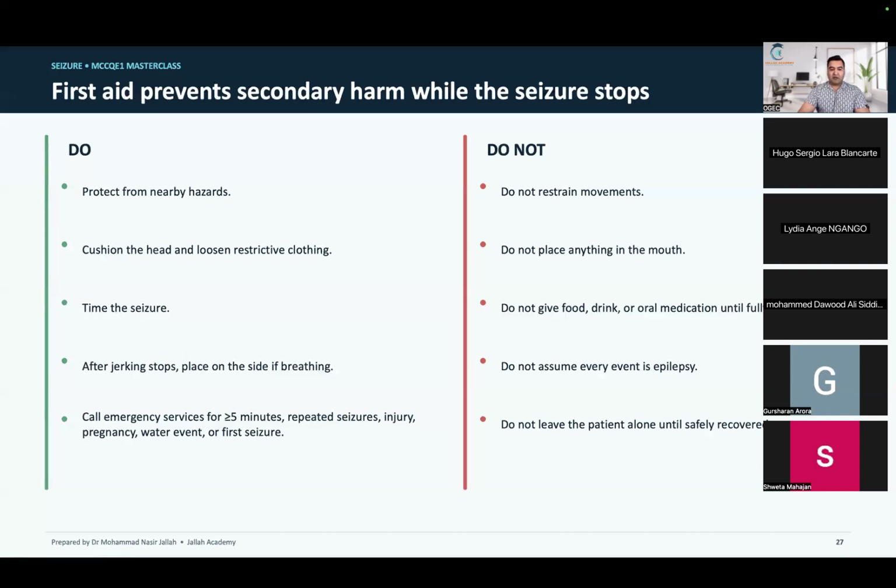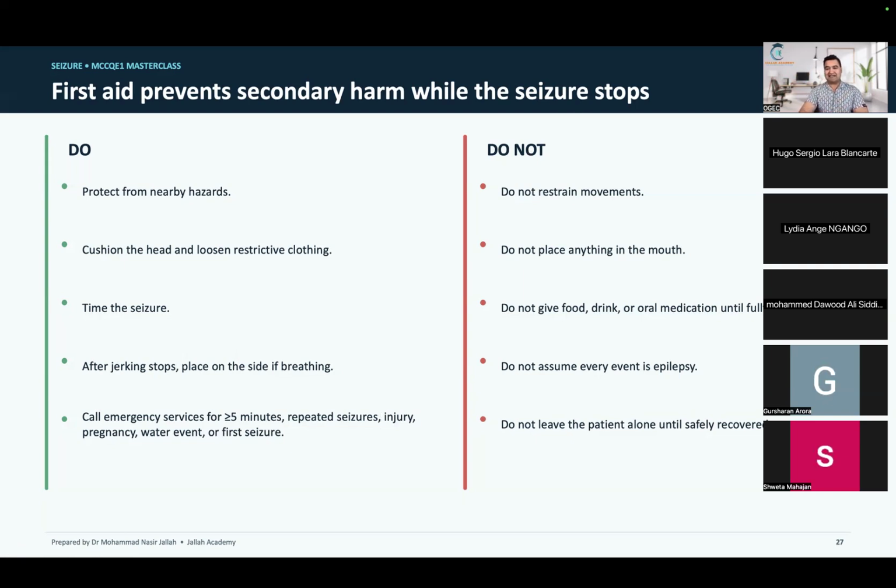Lateral position. Call emergency services for 5 or more minutes of seizure, repeated seizure, injury, pregnancy, water event, and first seizure. Do not restrain movement. If he is seizing, do not hold him or restrain him. Let him do it, but make sure that he is not hitting something pointy that could break his hand or cause any wound or injury.